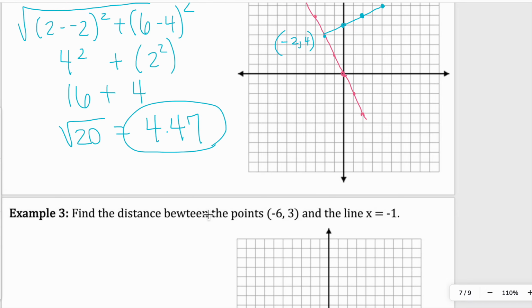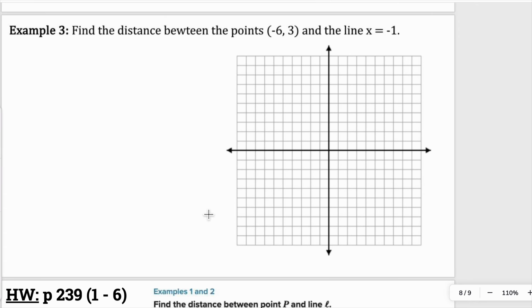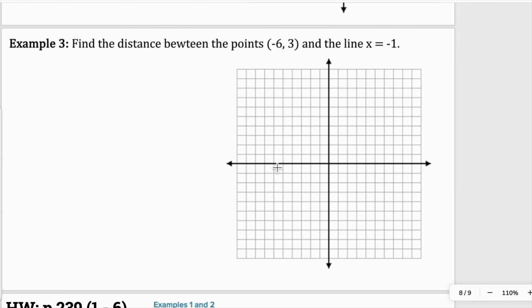Okay, and then last one, find the distance between the point (-6, 3) and the line x equals -1. So this one's actually going to be a little bit easier. (-6, 3) is to the left 6 and up 3. And then x equals -1 is a vertical line. So here's my x equaling -1. And notice how it's an undefined slope, it is a little bit easier to calculate distance.